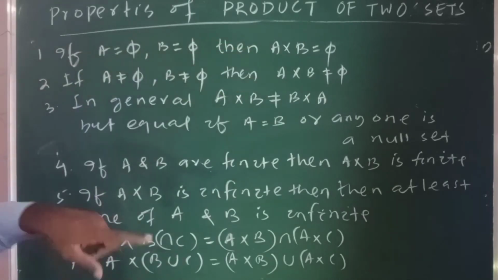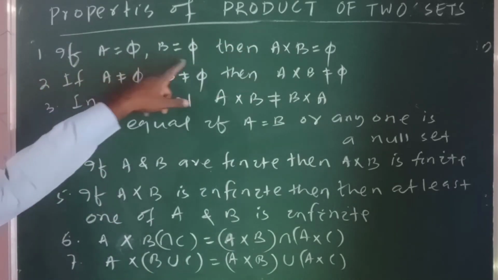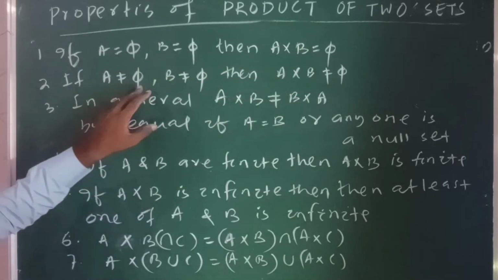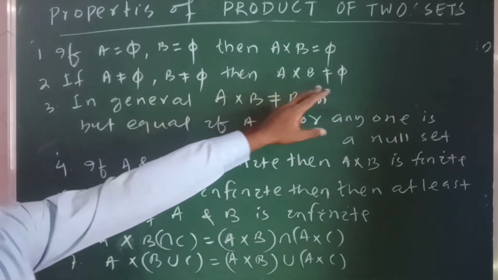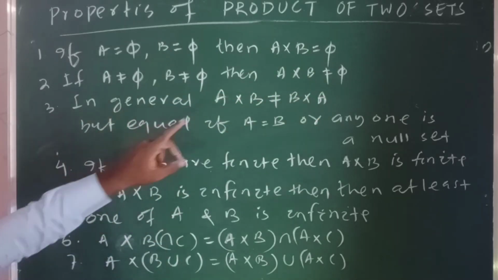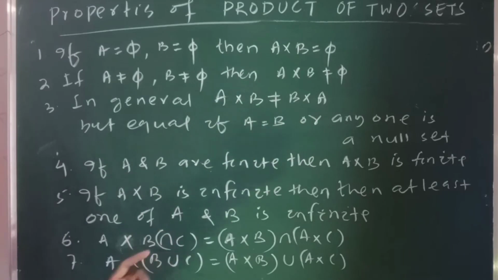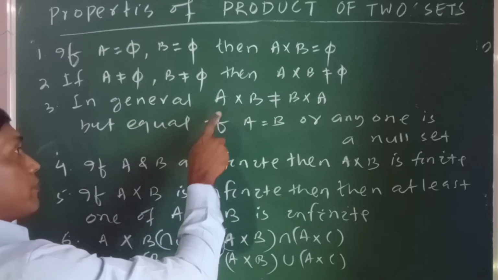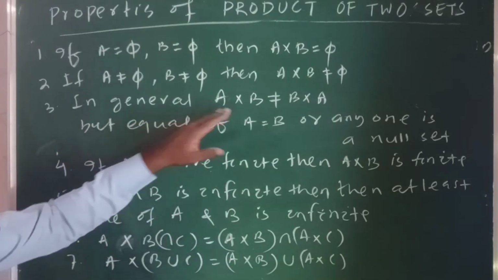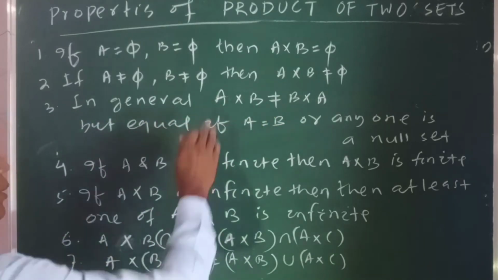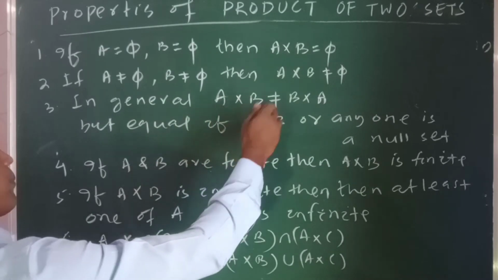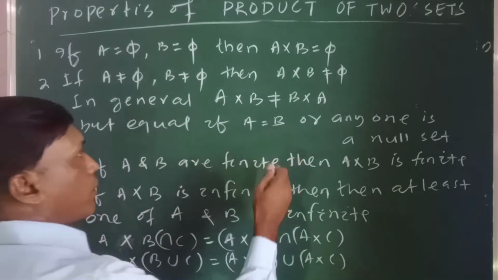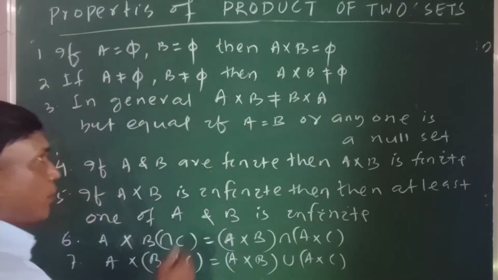Properties of the product of two sets: if A is equal to the null set or B is equal to the null set, then the product of A and B, A cross B, is the null set. If A is not equal to the null set and B is not equal to the null set, then A cross B is not equal to the null set. In general, A cross B is not equal to B cross A, but A cross B can be equal to B cross A if A is equal to B or any one of them is a phi set, or null set.